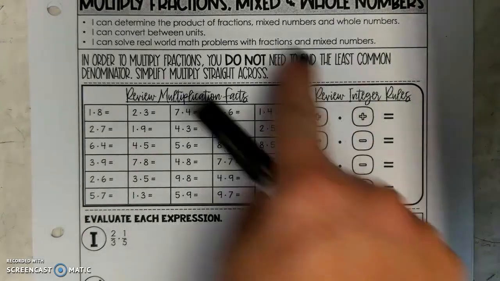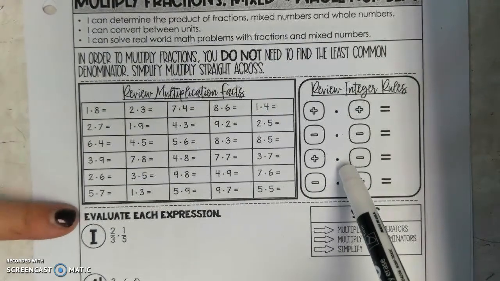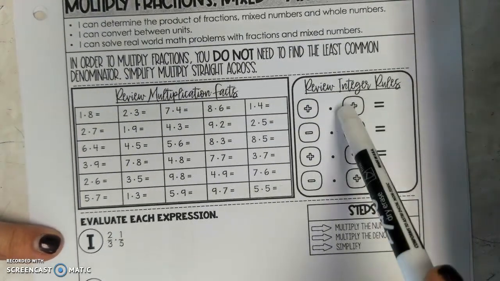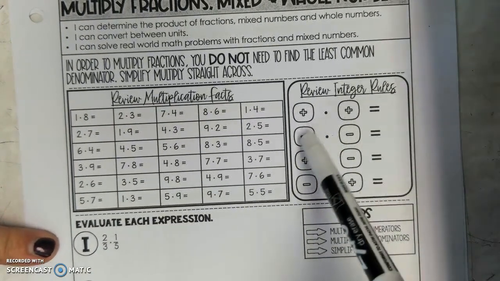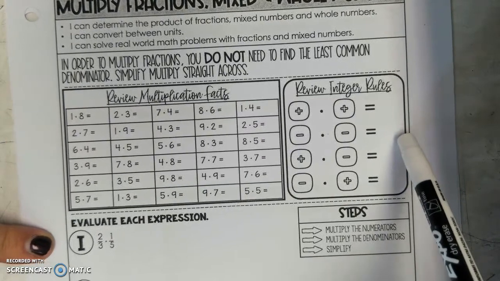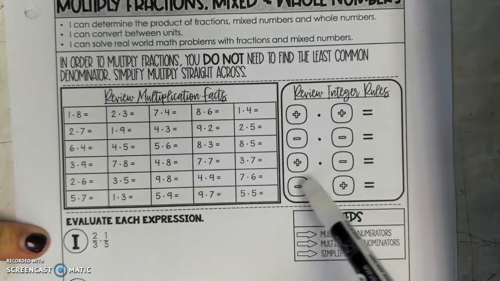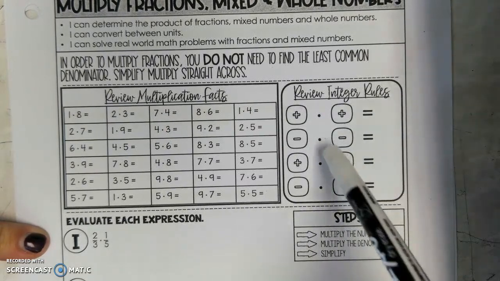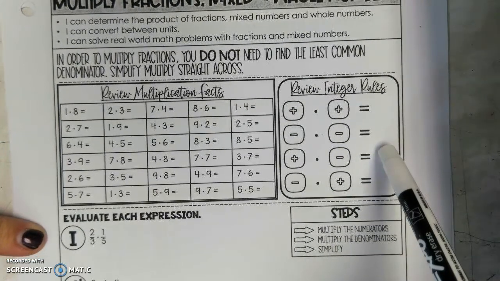All right, so go ahead. I want you to take a second here, fill in those multiplication facts, cruise on your way. Remember, reviewing these integer rules. A positive times a positive is a positive. Negative times negative is positive. Positive times negative is negative. Negative times positive is negative. Opposite signs, negative. Same signs, positive.